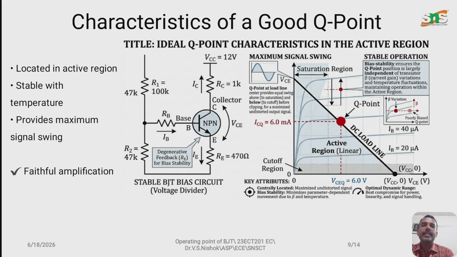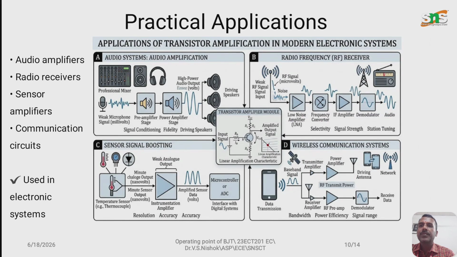Coming to the characteristics of the good Q point. The good Q point should have the following three characteristics. The Q point should locate in the active region, be stable with variations in the temperature, and provide the maximum signal swing. That is best applicable here. If these three points match, the faithful amplification takes place in the transistor.